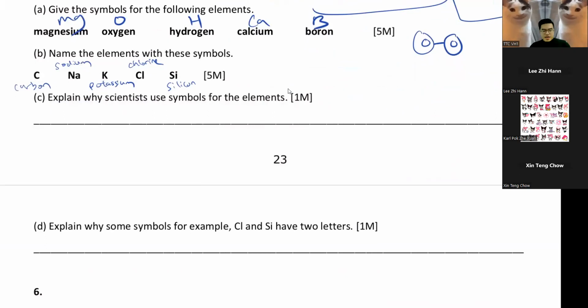Okay, so C: explain why scientists use symbols for the elements.